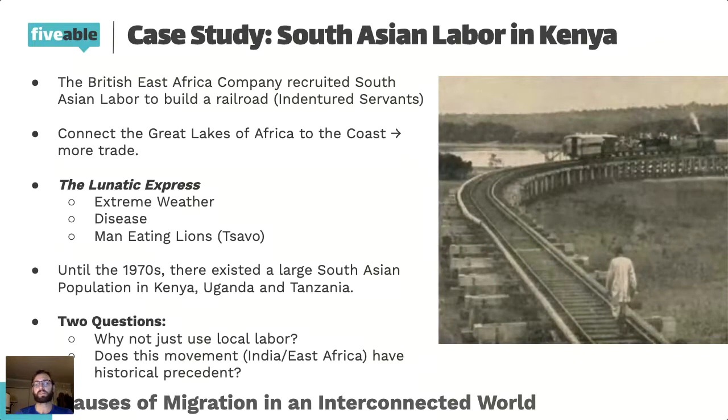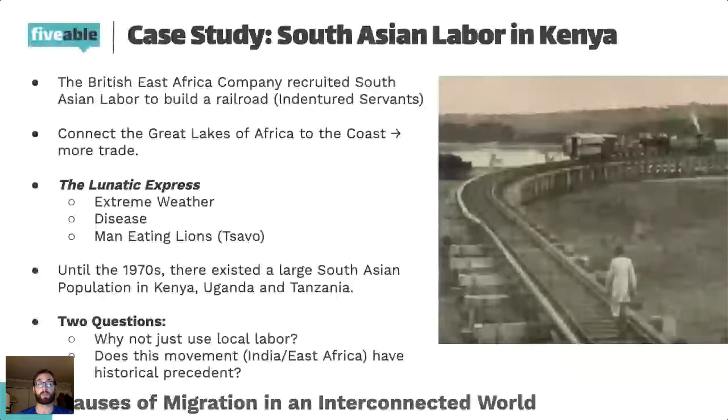So this case study is really interesting. So you have an imperial project to build a railway to facilitate economic trade between interior Africa and the coast. And it involved the movement of a large number of peoples, specifically from South Asia to East Africa. And those peoples, a lot of them actually did stay there. Until the 1970s, in Kenya and Uganda and Tanzania, you had a very large population of people who were descended from people from South Asia. In these countries, they're just referred to as Asians, but their families were usually from India or Pakistan or Bangladesh.